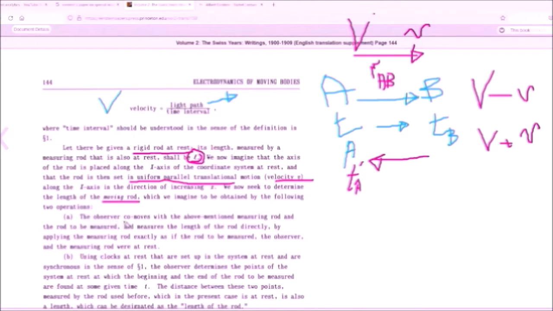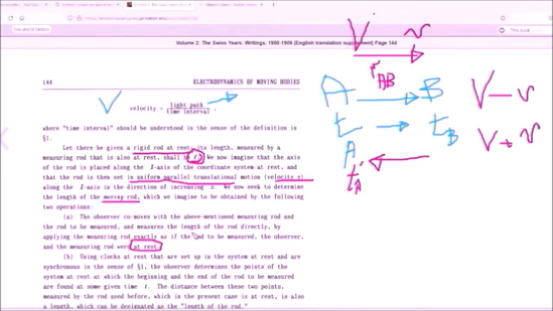So the observer co-moves with the above-mentioned measuring rod. One observer is sitting on the rod and moves with it. That is the observer at rest with the rod to be measured, and he measures the length of the rod directly by applying the measuring rod, exactly as if the rod is to be measured. The observer and the measuring rod are at rest. That is the first observer sitting on the rod.